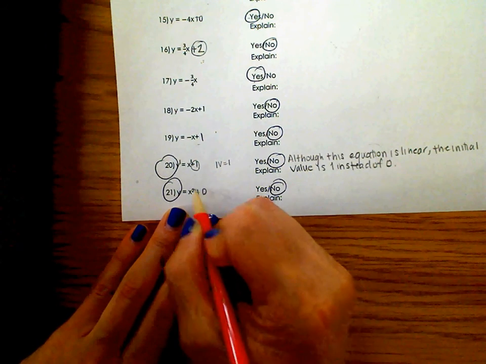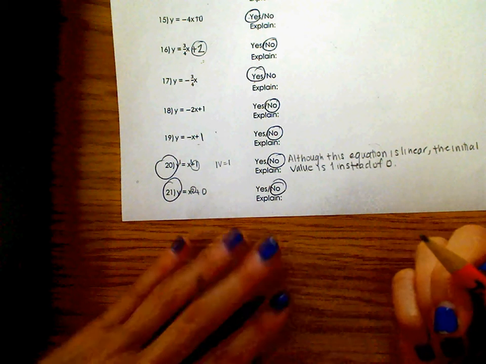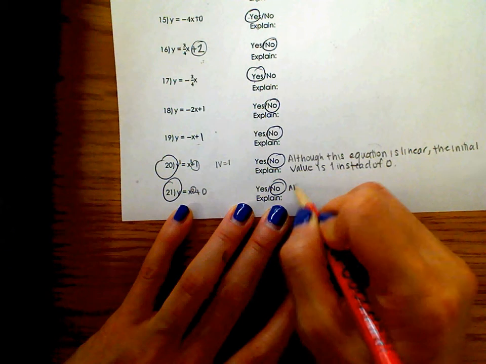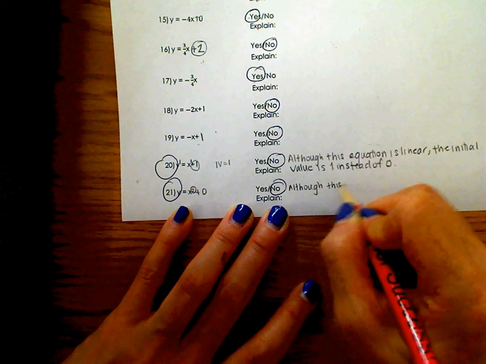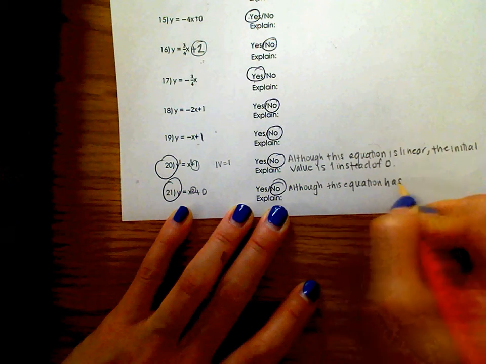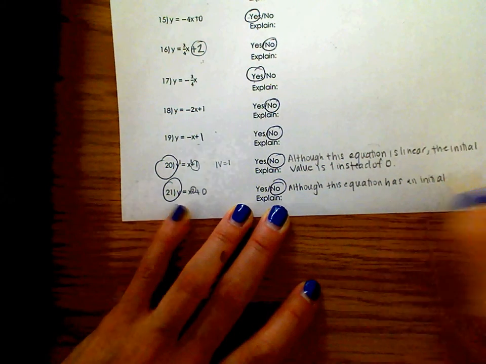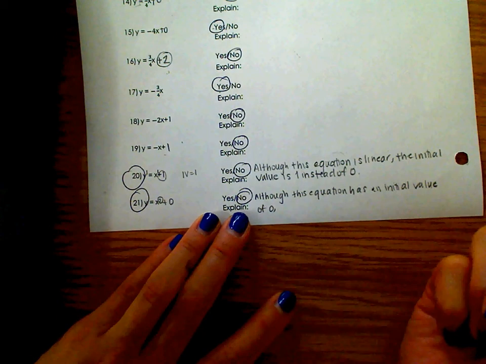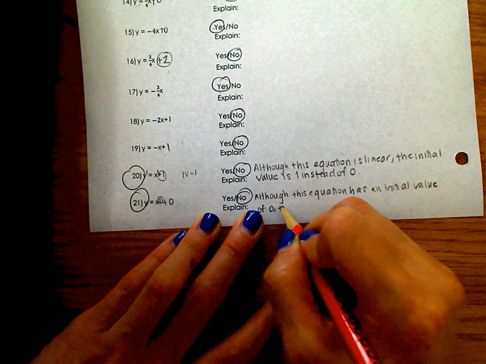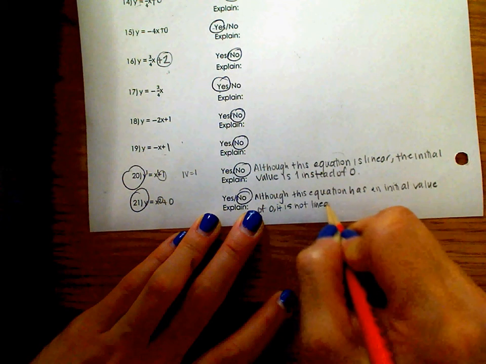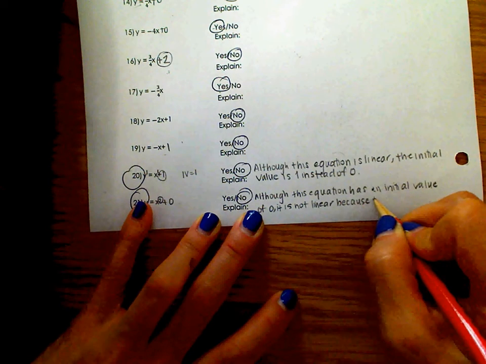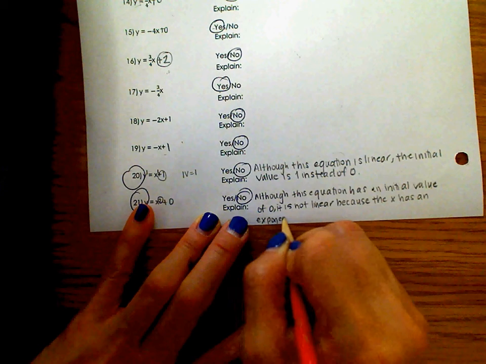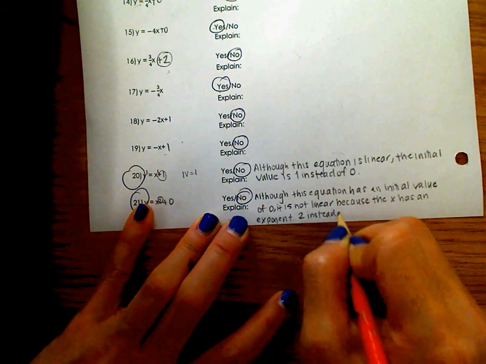All right, number 21. This one has an initial value of 0, but it's not linear because one of the variables has an exponent other than 1. So I can say, although this equation has an initial value of 0, it is not linear because the x has an exponent of 2 instead of a 1.